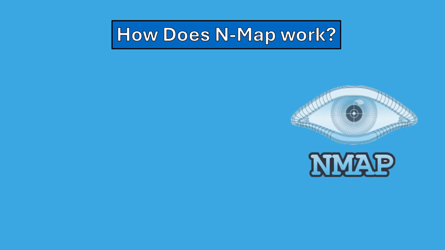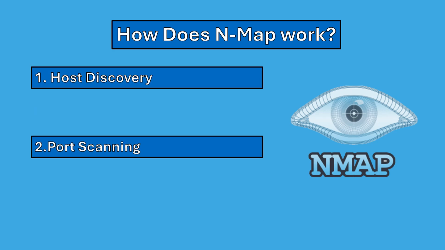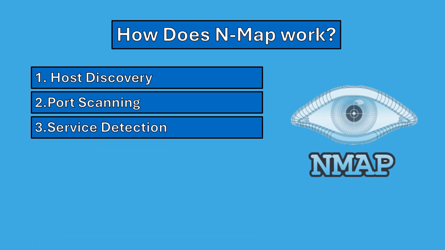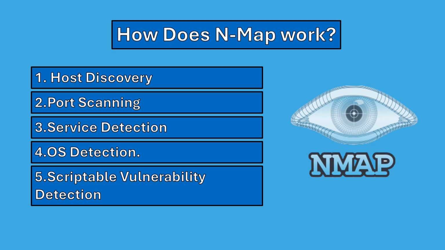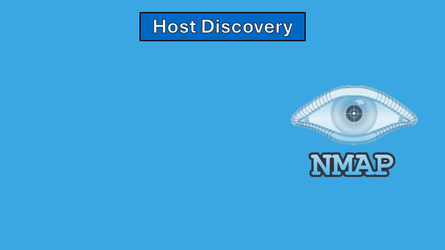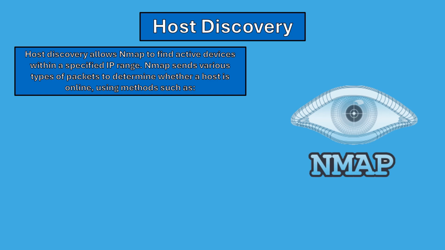So how does NMAP work? NMAP works in many ways such as host discovery, port scanning, service detection, OS detection, and scriptable vulnerability detection. There are many different ways NMAP can initiate host discovery. Host discovery allows NMAP to find active devices within a specified IP range.